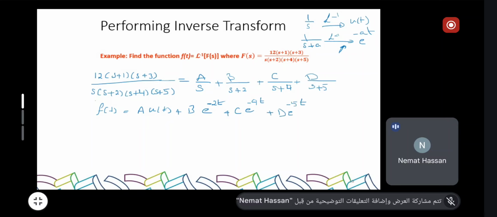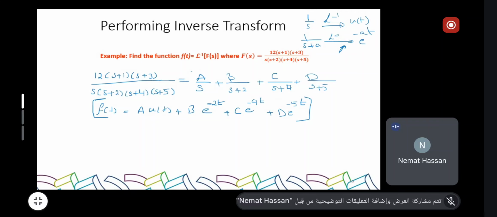So now we have a general formula for the inverse transform, and all I have to do to have a full answer is to solve for A, B, C, and D to find their values. So up to this point, are we clear? Yes, miss.